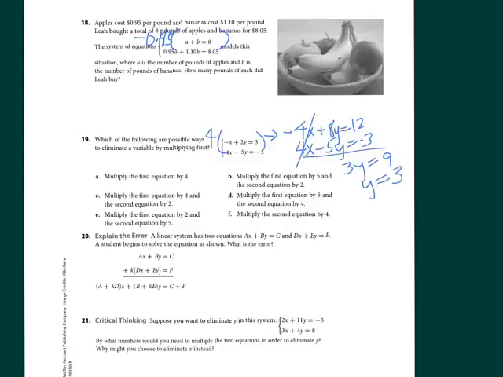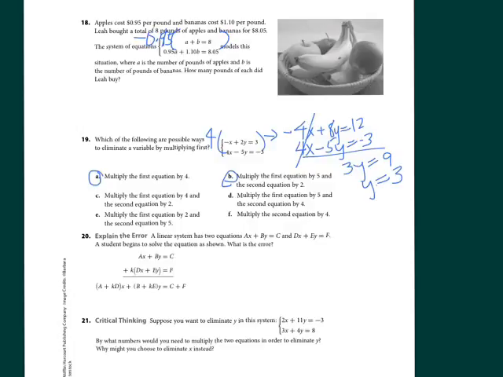So it says here, which of the following are possible ways to eliminate a variable by multiplying first? So obviously multiplying the first equation by 4 definitely works. And then multiplying the first equation by 5 and the second equation by 2 would also work. So let's take a look at that. If I multiply this one by 5 I would get 10, and this one by 2 I would get a negative 10, canceling my y's, so that would also work.